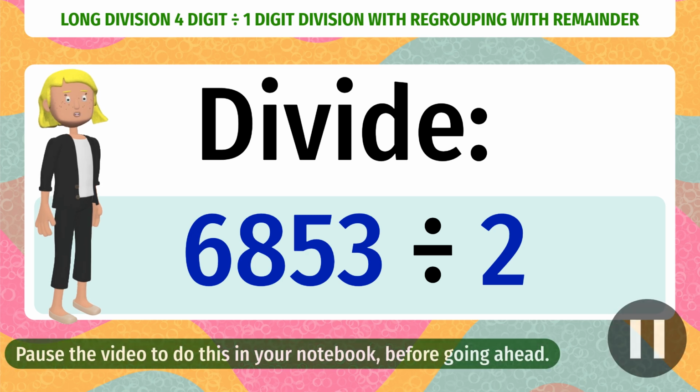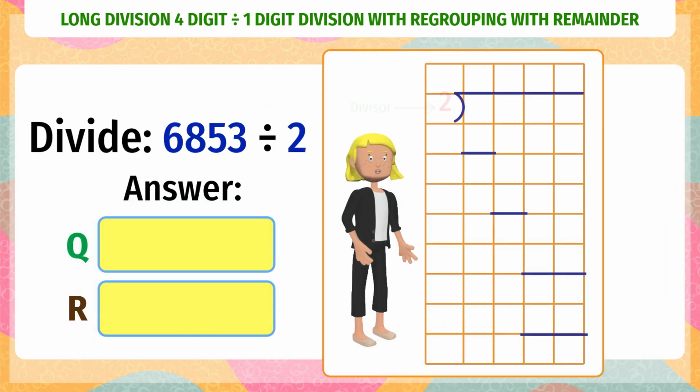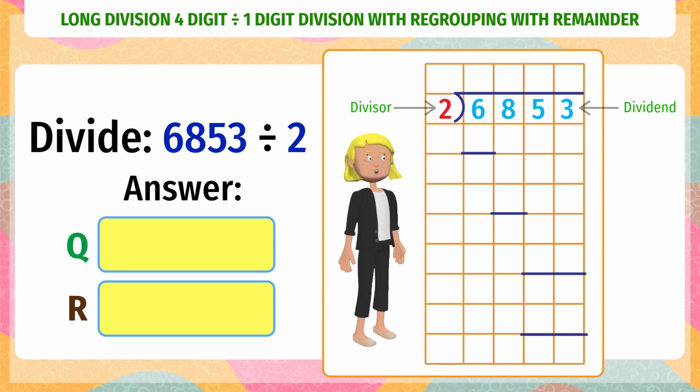Divide 6,853 by 2. You already know by now, we divide, starting from the leftmost digit of the dividend towards the right by the divisor.